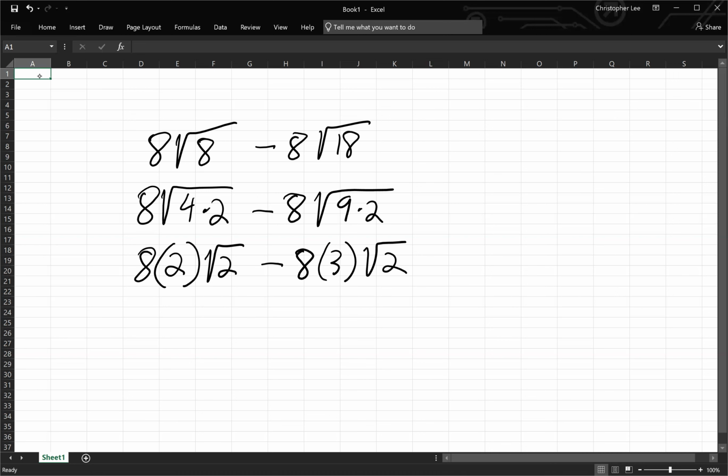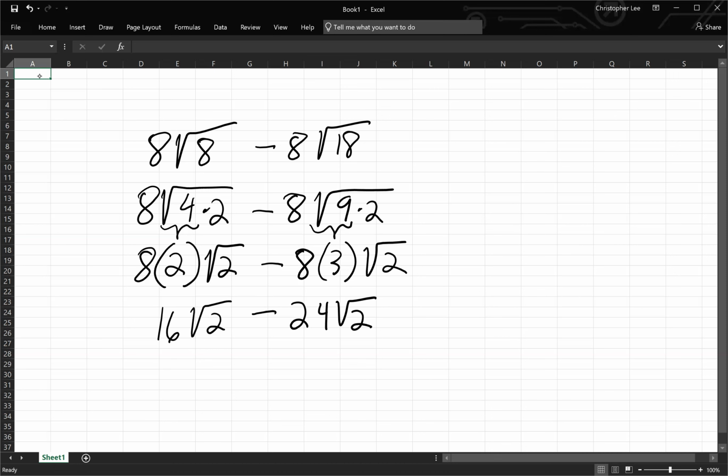So see how I did that? Right? Multiply to what it was before. Kind of. I take the square root of 4 to get 2. I said the square root of 9 to get 3. All right. And then the rest of it is straightforward, right? 8 times 2, 16, square root 2, minus 8 times 3. What's that? Like 24, I think.